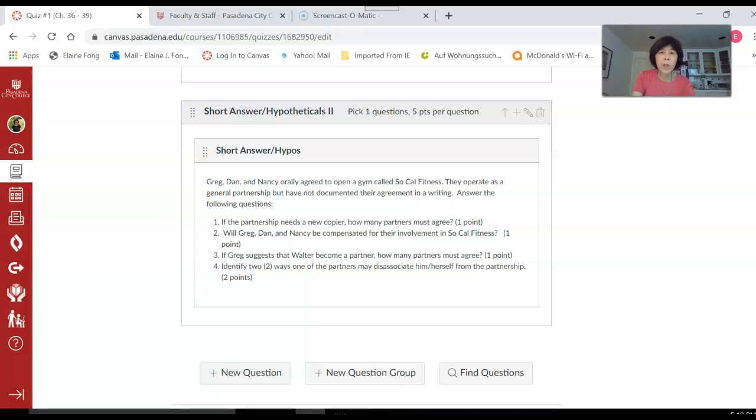Well, one of the partners could withdraw and just say, I'm done with this business. I want to retire. One of the partners could transfer their interest, sell their interest, perhaps. Okay. One of the partners could die or file for bankruptcy. So any number of ways that a partner may dissociate, and I'm just looking for 2. All right. If you can name 2, they're correct. You got the 2 points there. All right. So anyway, that should cover the short answer questions.